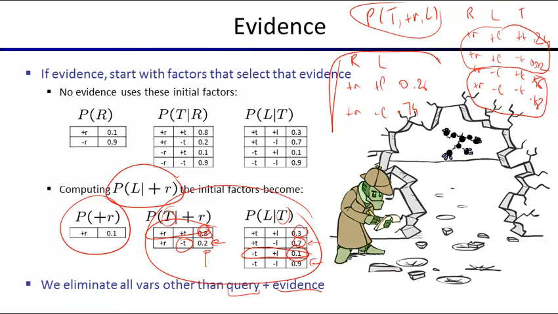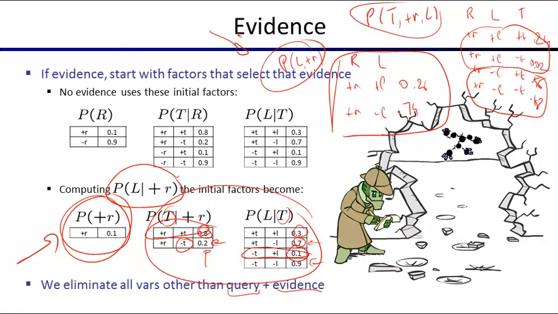This now is our factor P of L comma plus R. Then we would have this one here and this one here. So 2 factors left, no hidden variables left. So we're at the end of the while loop.